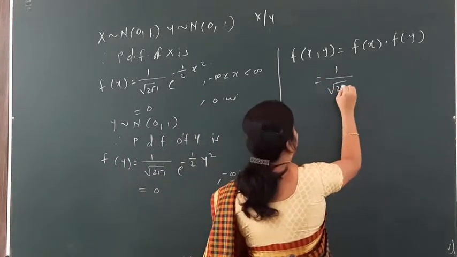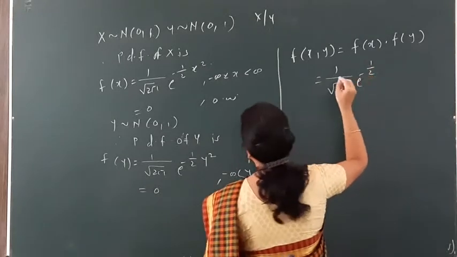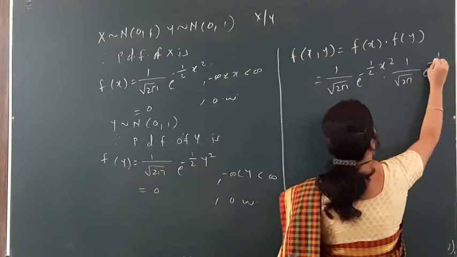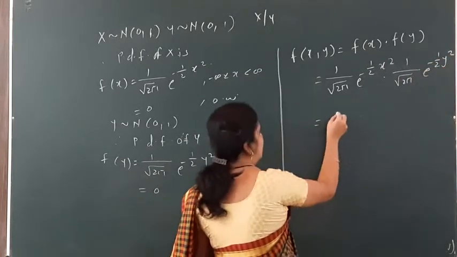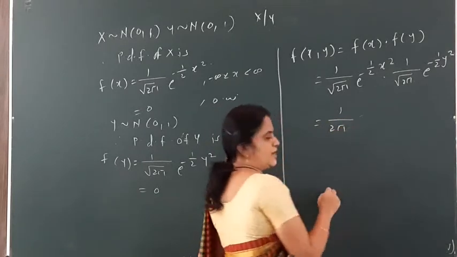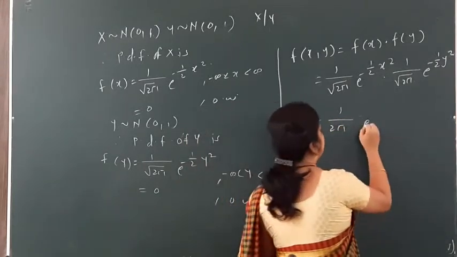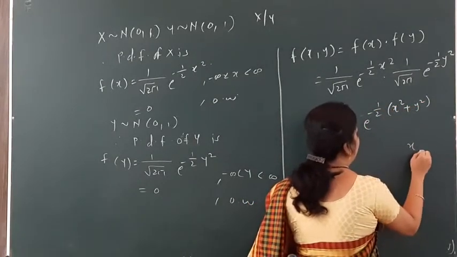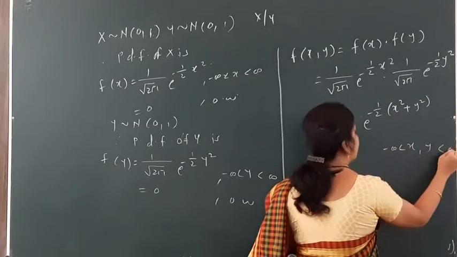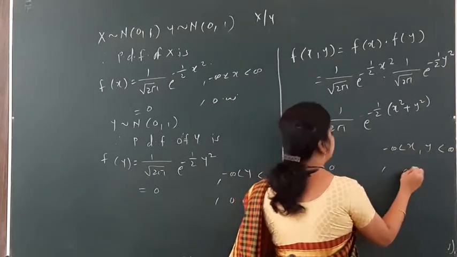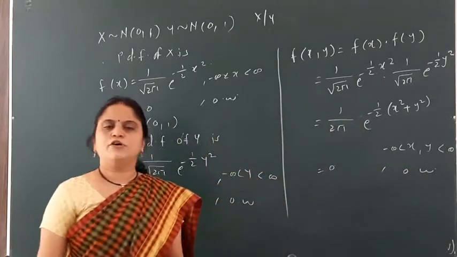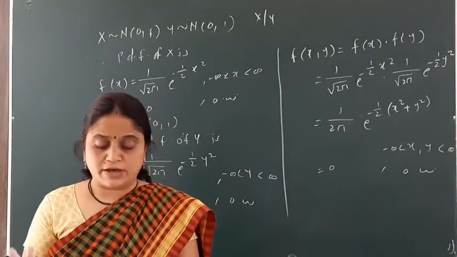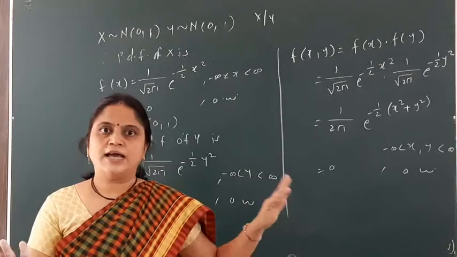1 divided by root 2 pi e raised to minus half x square, into again 1 divided by root 2 pi e raised to minus half y square. So I can simplify the terms. It can be simplified as 1 divided by 2 pi e raised to minus half of (x square plus y square), and the range of x and y is minus infinity to infinity, 0 otherwise. So this is the joint PDF of x and y, with which I need to find the distribution of x divided by y. Up to this, it was given.